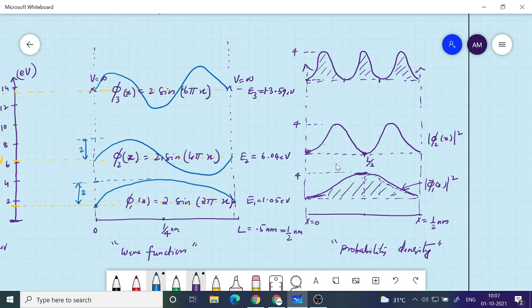That is the normalization condition which I introduced yesterday, by which we found the value of A. So if you integrate all this wave function modulus square, you will get unity. That is how we found the value of A as square root of 2 by L, from the normalization condition.